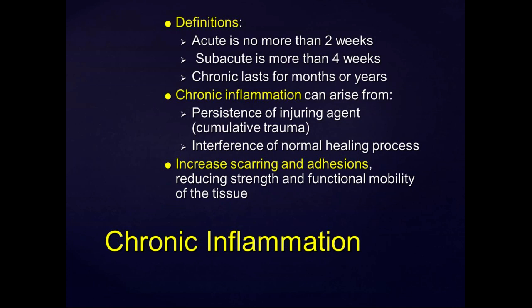So chronic inflammation can arise from the persistence of an injuring agent like cumulative trauma. Several years ago, I worked with a lady after a knee replacement, and she was doing really well, actually. And then she got in a car accident. So the impact of her new knee on the dashboard gave her a tibial plateau fracture right around the prosthesis. And so there she had some cumulative trauma, and it interfered with her normal healing process.